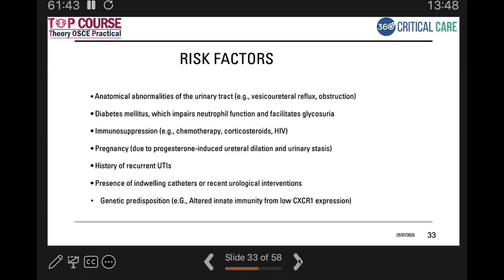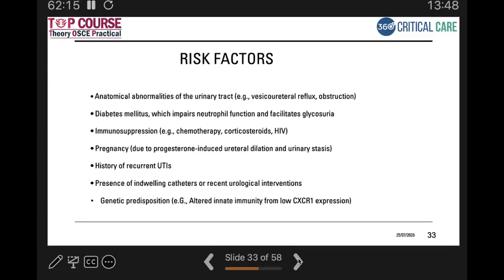Okay, as I told you, the common risk factors are anatomical abnormality and diabetes mellitus, because hyperglycemia per se can impair neutrophil function and can facilitate glycosuria. Immunosuppression, transplant or chemotherapy, and corticosteroids could all make the patient prone to secondary infections. Pregnancy, mainly because of the progesterone-induced ureteral dilatation and urinary stasis, could trigger secondary infection.